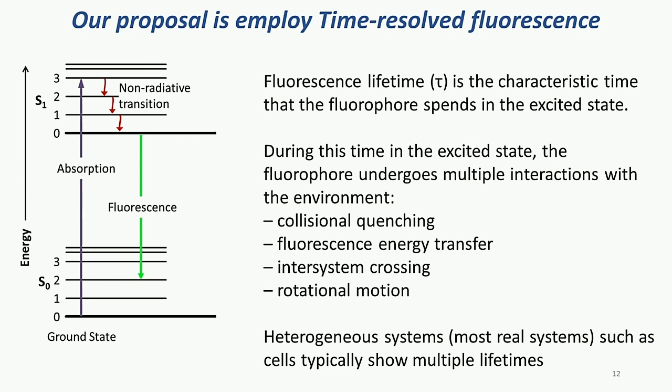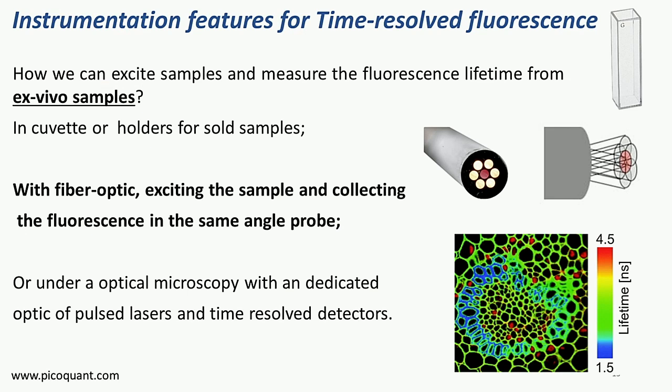That means if you have different tissues, different conditions, different environment in the tissue, you have changes in this lifetime. So this is an interesting parameter you can use to diagnose lesions. And the instrumentation that we have in our laboratory is of three kinds. The first is if you have ex vivo samples, you can grind these samples, put them in a cuvette and measure in a typical fluorescence spectrometer.